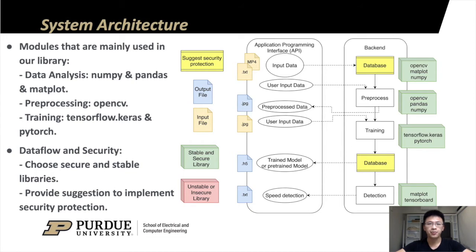We have also plotted the data flow diagram in order to analyze the security of our library. As can be seen, we choose libraries that are well developed, stable, and secure to reduce the security issues that might arise. We also highlighted the places that might be targeted by adversaries with bright yellow color, and suggest developers use the security method they prefer to protect the database.